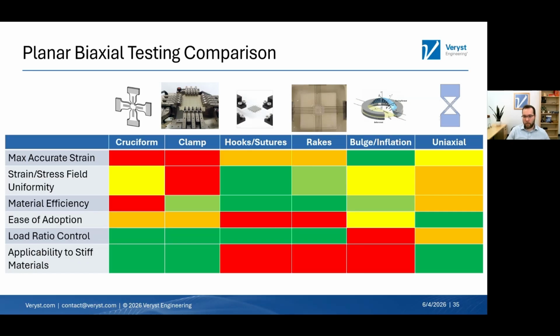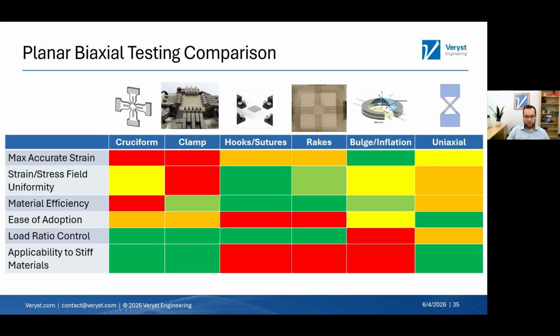Bulge inflation, this really varies quite extensively by the type of specimen you're testing. And then for uniaxial, it's somewhere in the middle between the cruciform and the clamp. You really need to use DIC on this test.